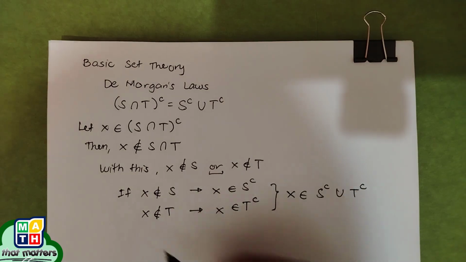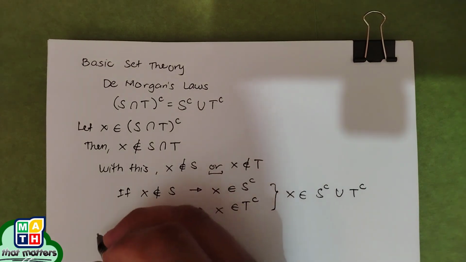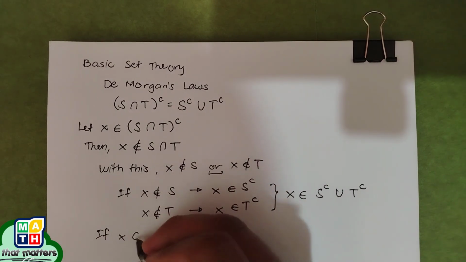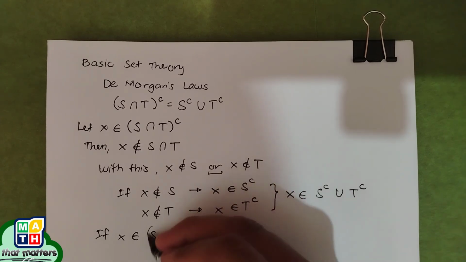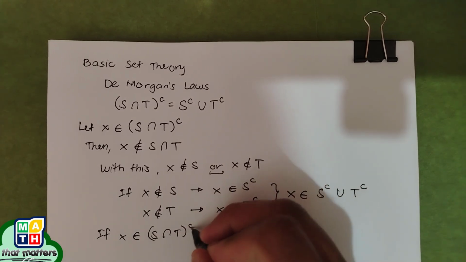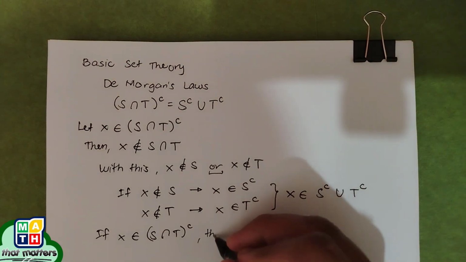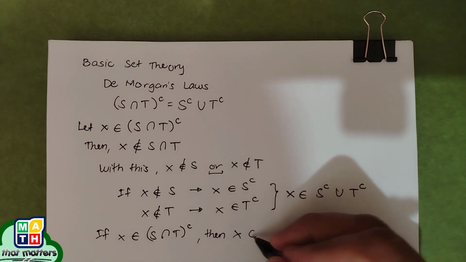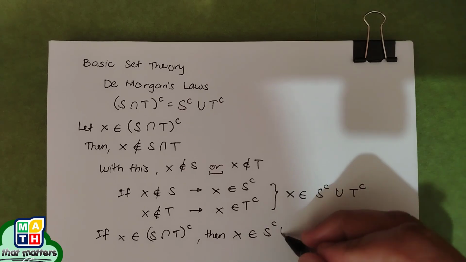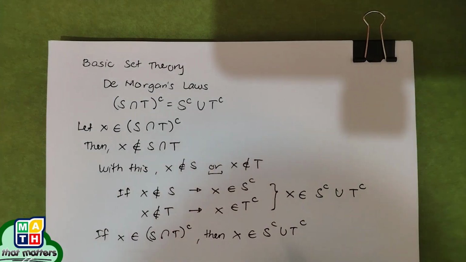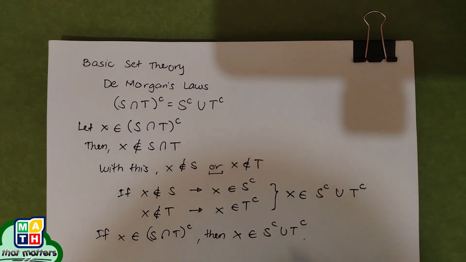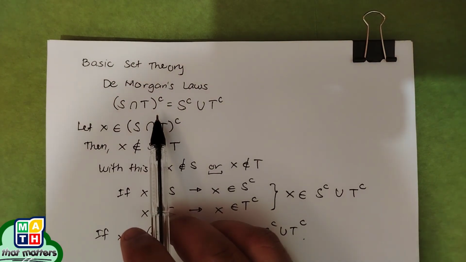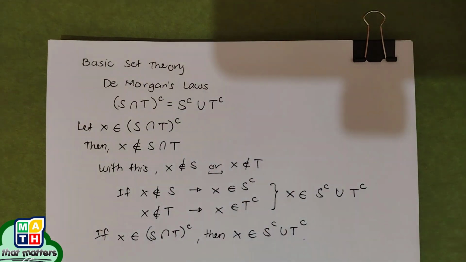So with this now, we can say that if x is an element of the complement of the intersection of S and T, then x is an element of the union of the individual complements for S and T. This shows this second De Morgan's law is true.